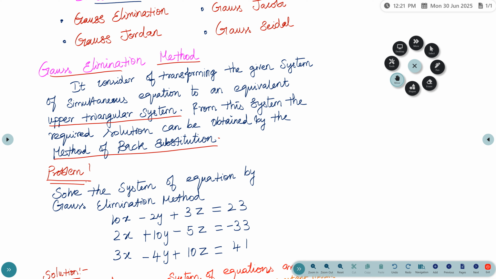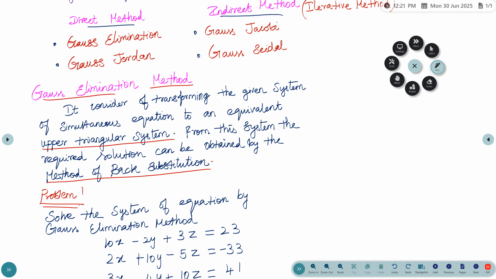What is upper triangular? We know the matrix. If you take any matrix with entries A, B, C, in this matrix A, D, G are the diagonal elements. The elements below the diagonal are 0. We have values only in the elements above the diagonal. This kind of matrix is called an upper triangular matrix.